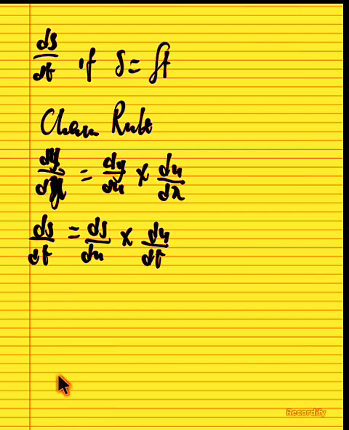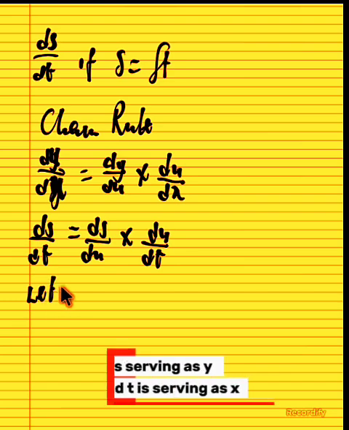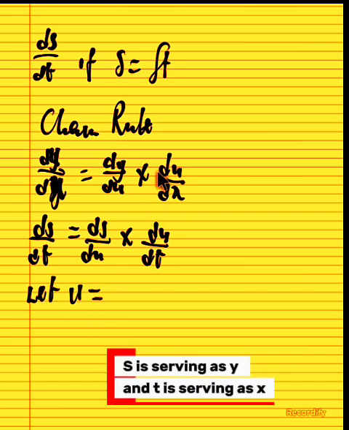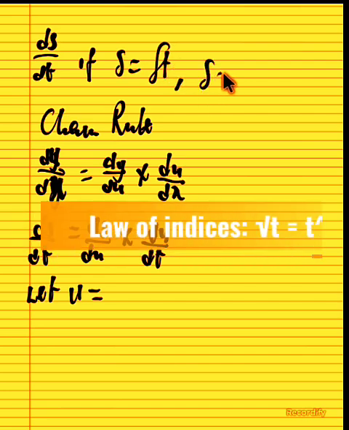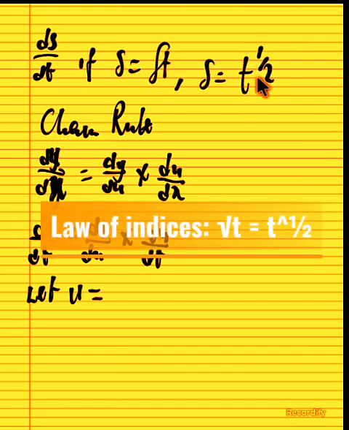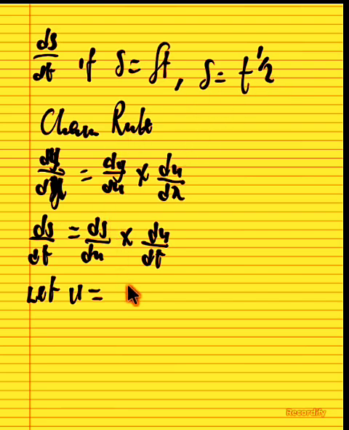Alright, now I will let u be something so that I can substitute the value of u. Before moving on, don't forget that instead of having s equals root of t, this is the same thing as s equals t to the power of 1 over 2. Square root means to the power of 1 over 2. So I can let my u be t. And if I differentiate u with respect to t, I'm going to have 1. And then my y will be equal to u to the power of 1 over 2.